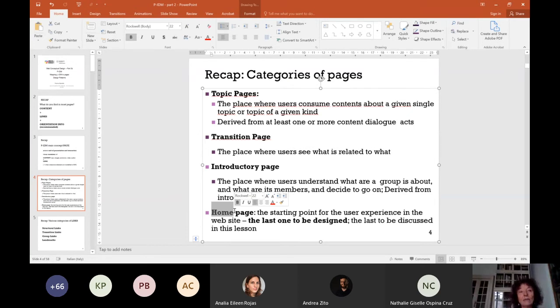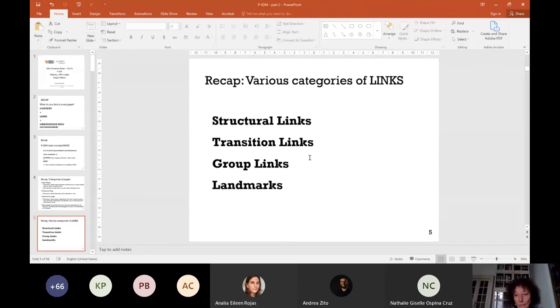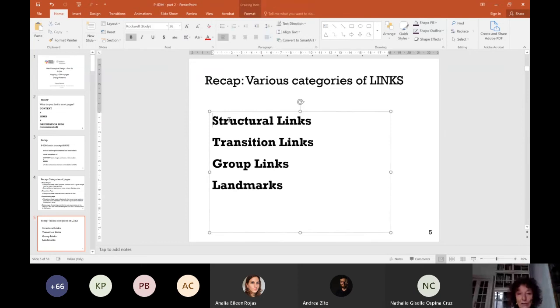So until you have designed your entire website, it is recommended, in the approach presented in this course, to not think about the home page. The home page is the ultimate point of your design process, at the end of your design process, not the first point. Then we also mentioned in our previous lesson that we have various categories of links: structural links, transition links, group links, and landmarks.